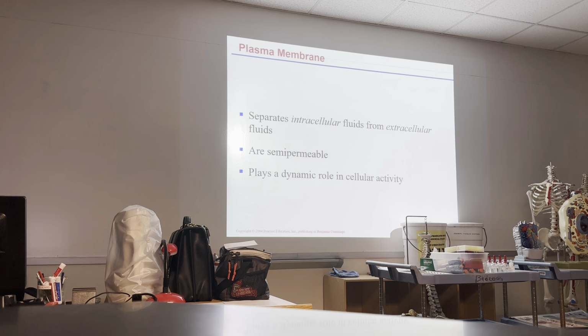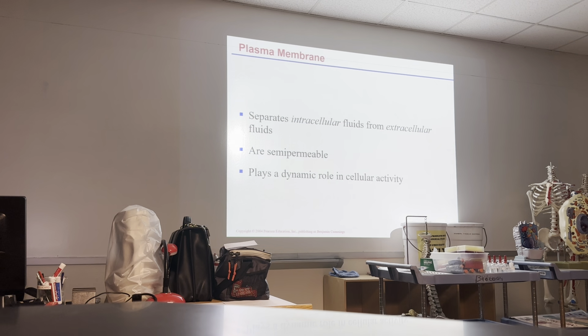Plasma membrane. Let's read this here. Carlos, read this for me. Three bullets. Separates intracellular fluids from extracellular fluids. What is the name for intracellular fluid? Cytoplasm. And then you got the extracellular fluid. Okay, go ahead. Are semi-permeable. Why are they semi-permeable? Because of the phospholipids on the outside of the plasma membrane. It acts as a barrier, and then I think there's openings to let some in now.